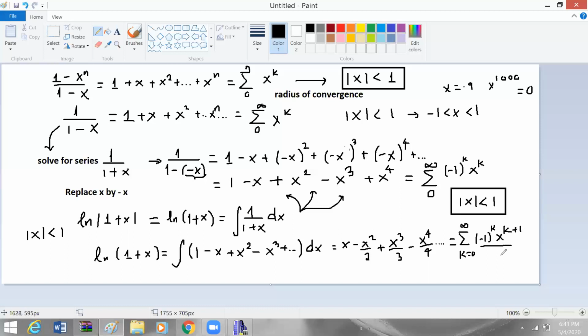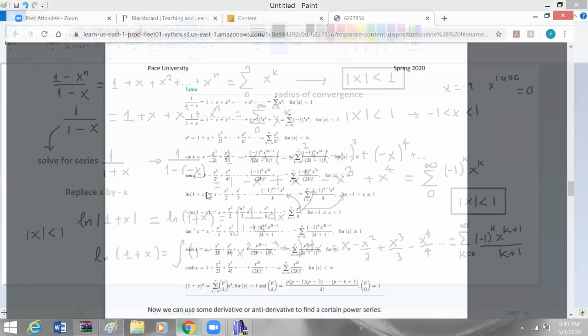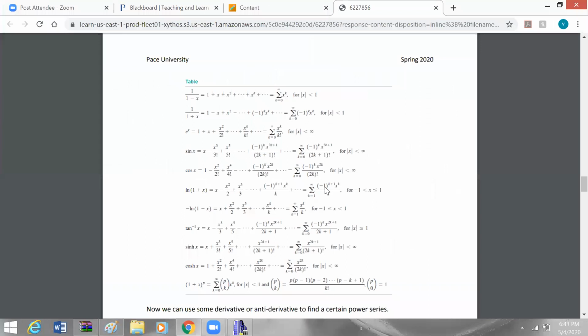Okay. And this is the thing that we need to write down, over k plus 1, I'm sorry. So in other words, we can have the ln of 1 plus x, which is the sum of -1 to the k plus 1. I mean, it started from 1, so generally you can start from 0. It's going to be the same thing as we have right there.